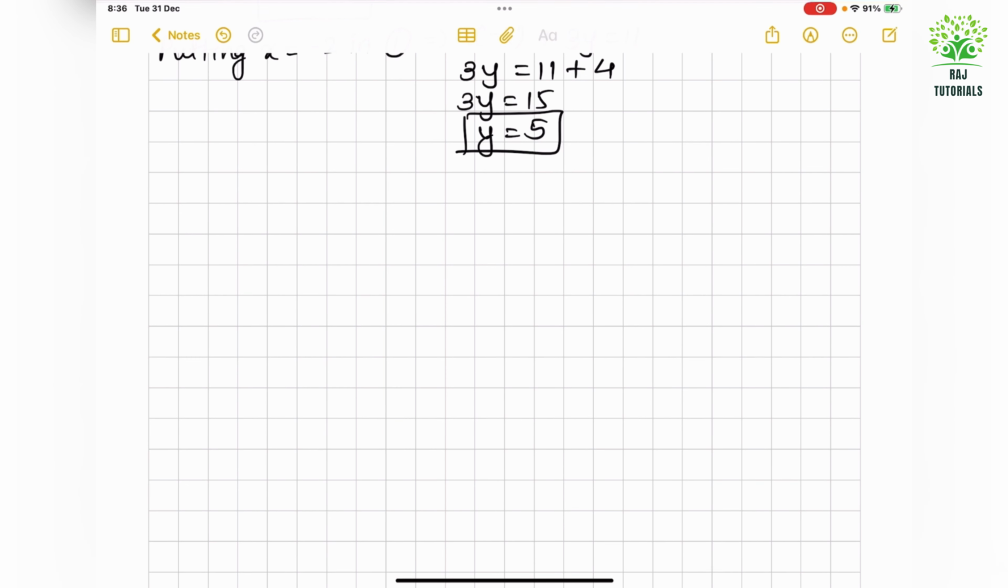Now putting both the values of x and y in the equation y equal to mx plus c. So y is 5 and x is minus 2. So here it will be 5 equal to m into minus 2 plus c. Sorry, c is not given, it is 3.